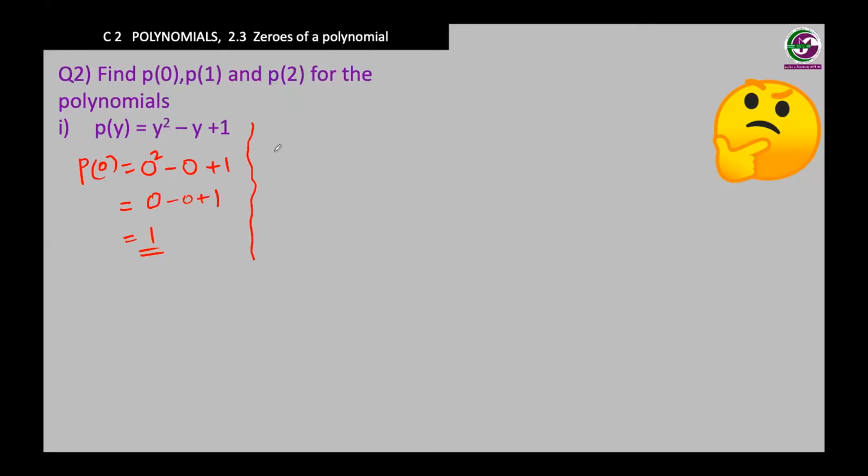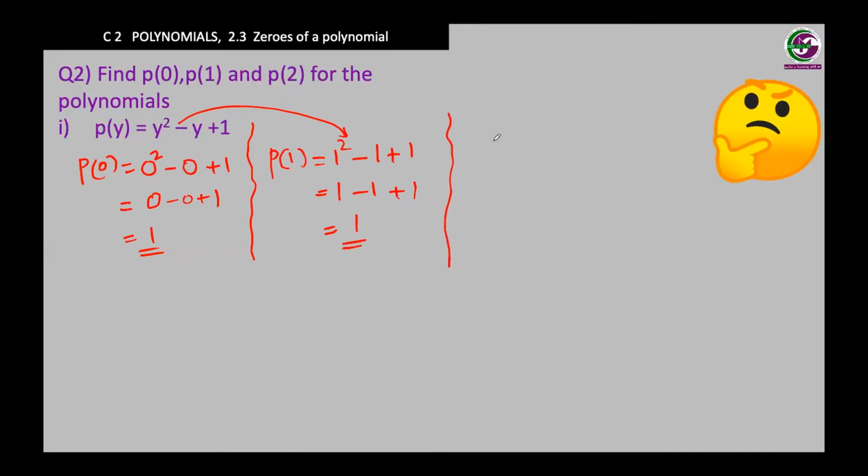Second one, P(1). So we can write P(1) = 1² − 1 + 1. We are just replacing it here. Which is equal to 1² is 1, minus 1, plus 1, which is 1 − 1 is 0, and you have plus 1 is the answer again.